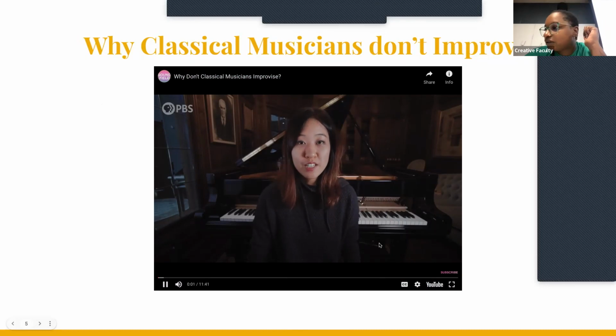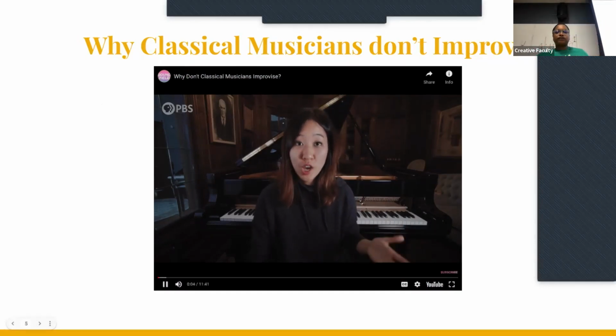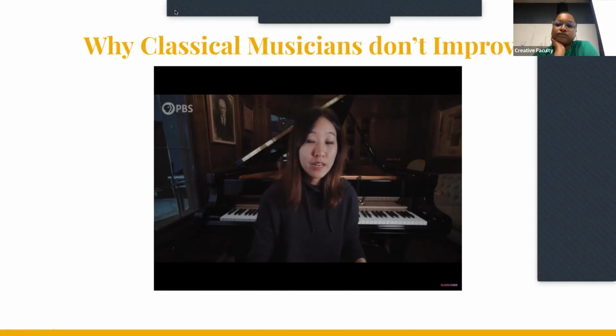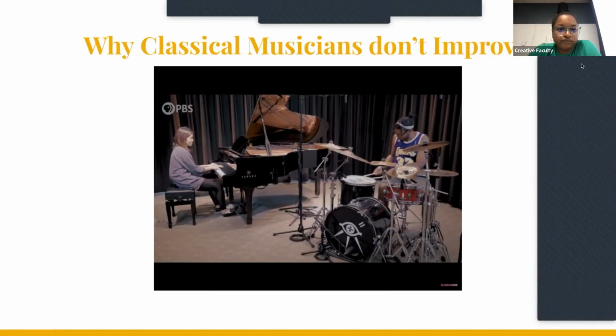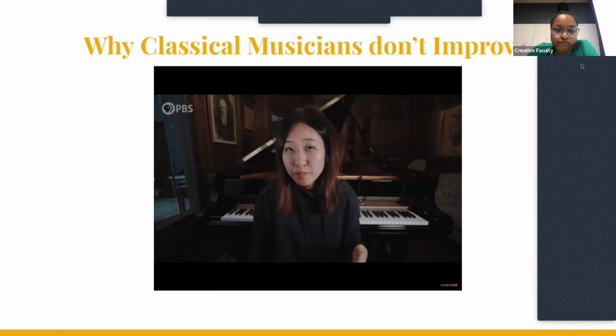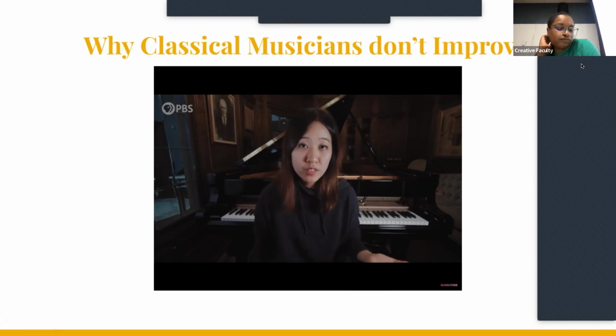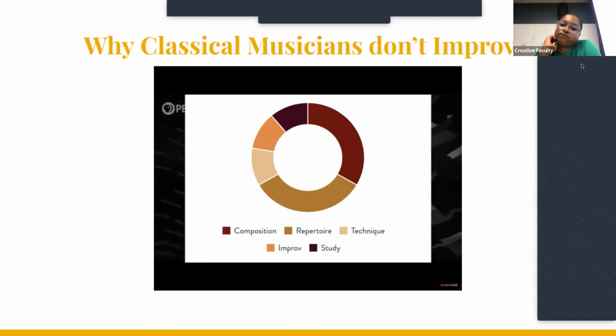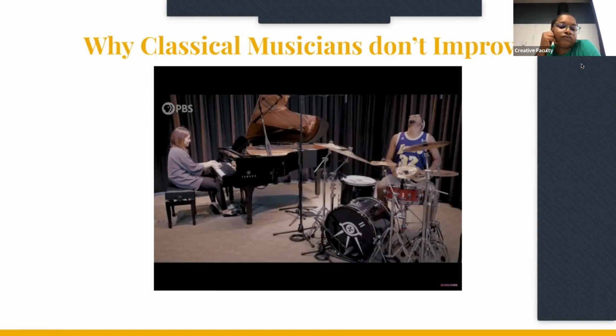When you think of musical improvisation, the first thing that comes to mind might be jazz or the blues. But the practice of improvisation is actually a part of many musical traditions all across the globe. As a classically trained musician, I've personally been working on developing my improvisational skills over the past few years, as you can see from these charts that detail how I spend my practice hours.